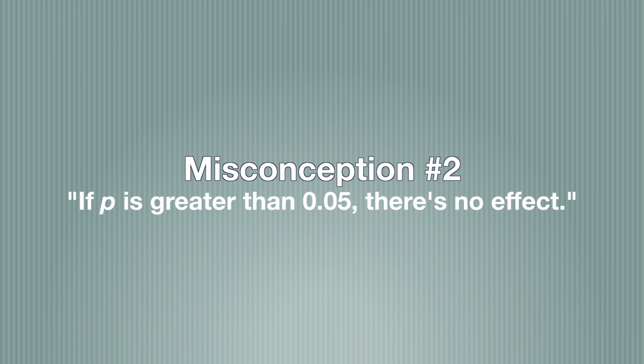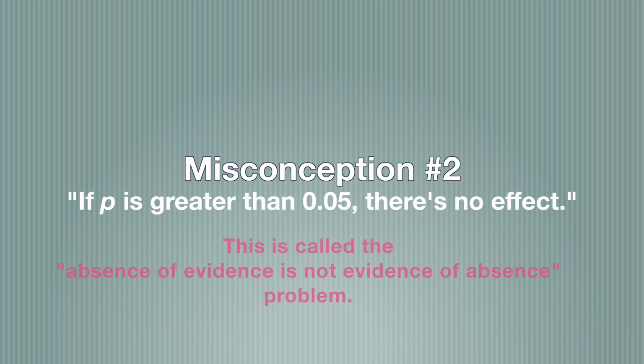Misconception number 2. If p is greater than 0.05, there's no effect. This is also wrong. This is called the absence of evidence is not evidence of absence problem. A p-value greater than 0.05 means you don't have strong evidence against the null, but that doesn't mean the null is true. It might mean your sample was too small. It might mean the effect is there, but subtle, and you didn't have enough statistical power to detect it.